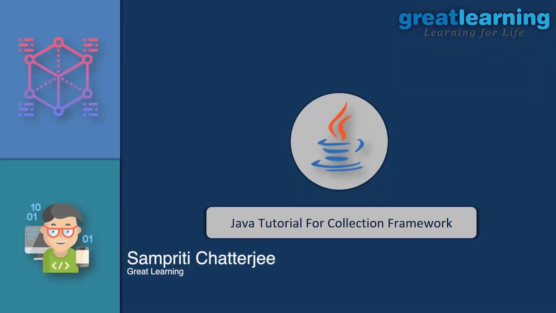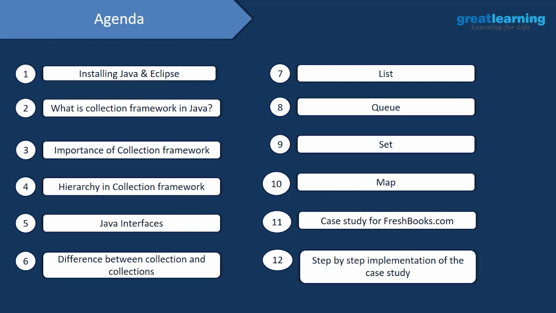Let's see what we have in the agenda. Today we will first see what Java is and the history of Java. Then we will see how you can install Java and Eclipse, the IDE. Then what the collection framework in Java is. Then we will see the importance of the collection framework. Then we will jump into the relationship between the classes and interfaces we have in the collection framework, that is known as the hierarchy in the collection framework.